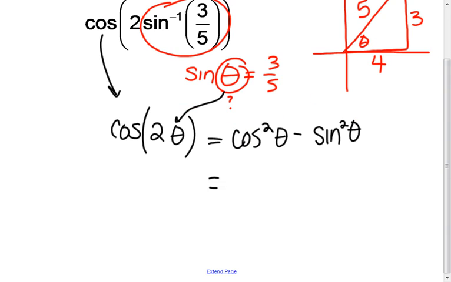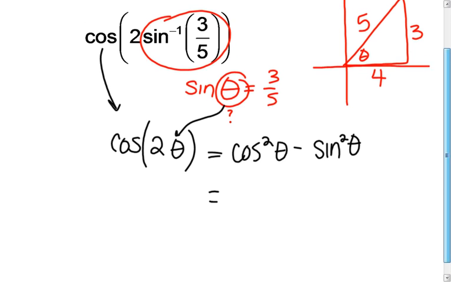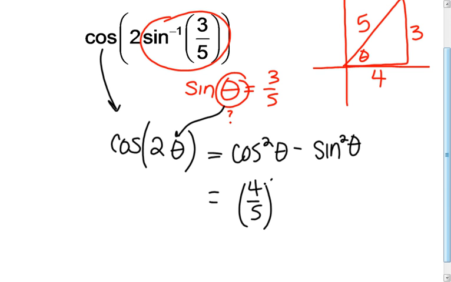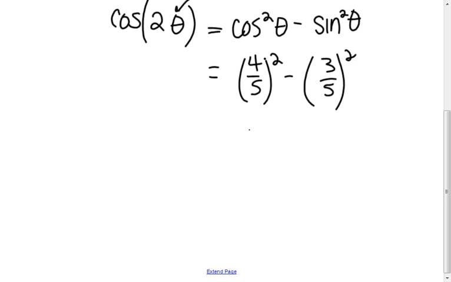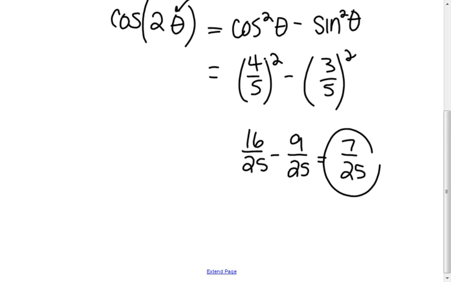Okay. So my cosine at that spot is my x, or my adjacent over my hypotenuse, or my r. So cosine at that spot will be 4/5. Sine, of course, is your y value. So that's 3/5. Okay? And then 4/5 squared is 16/25 minus 3/5 squared, which is 9/25. 16/25 minus 9/25 makes 7/25.